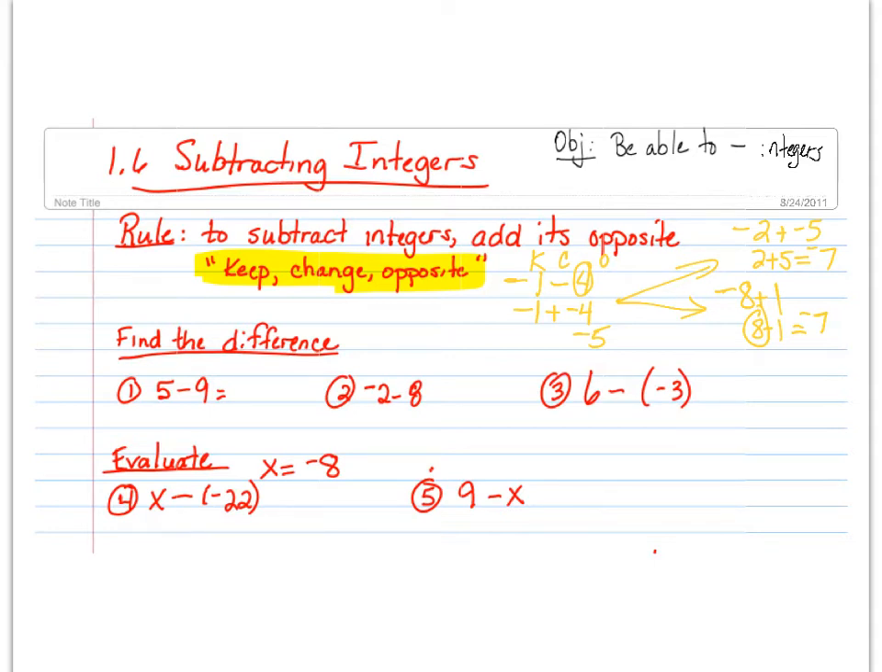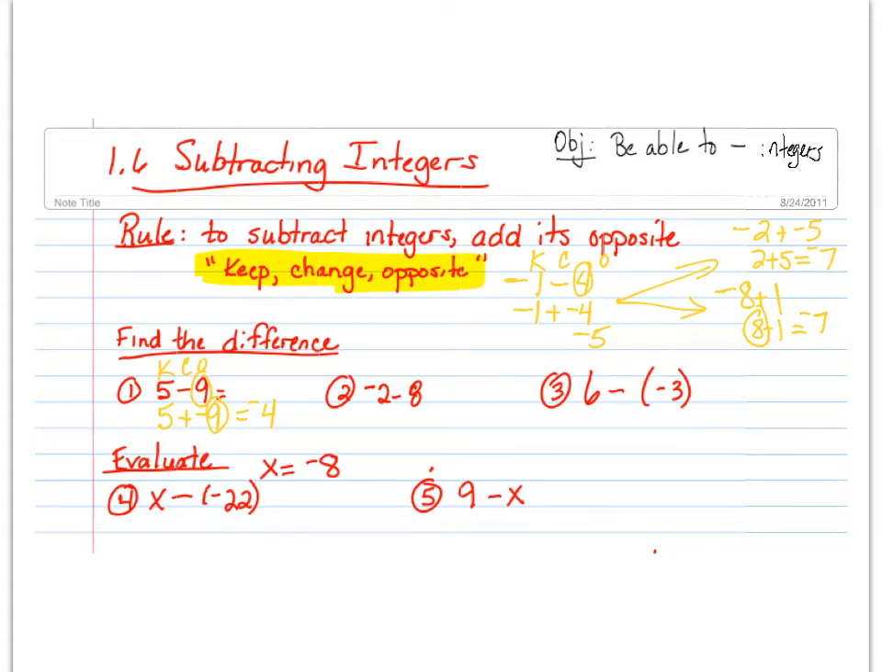The directions here say find the difference. It says 5 minus 9. This is a subtraction problem, so we're going to keep, change, opposite. 5 plus, what's the opposite of 9? It's -9. From the other day, 9 minus 5 is 4, and we're going to keep the sign of the 9, which is negative.